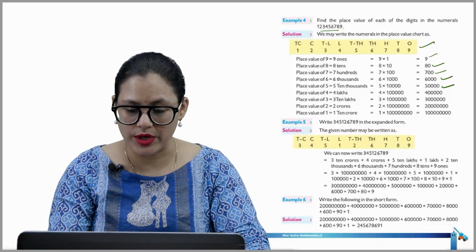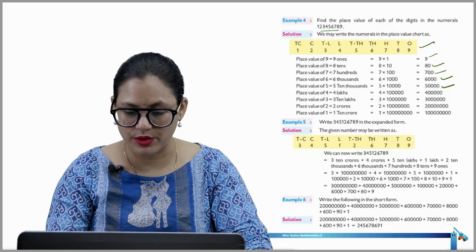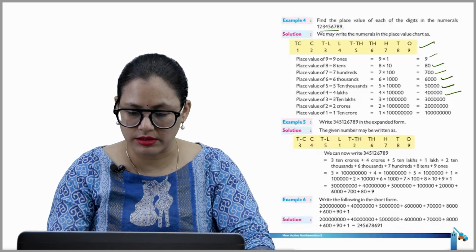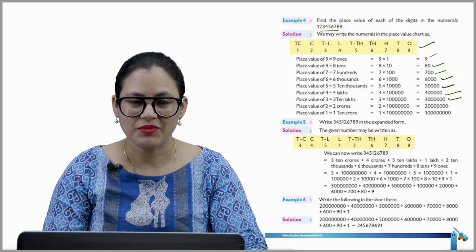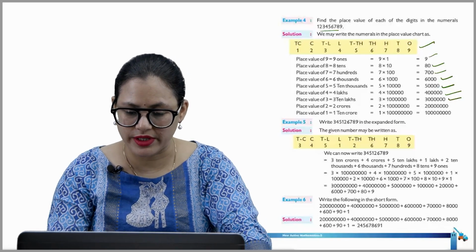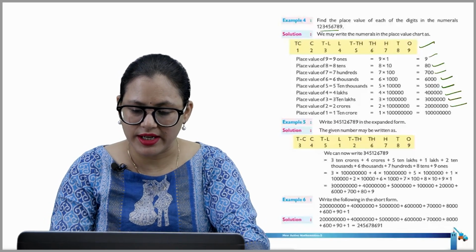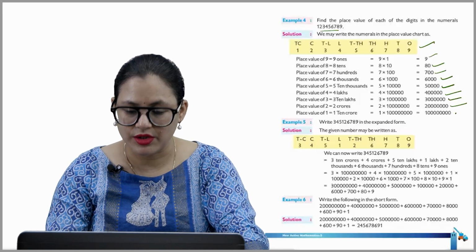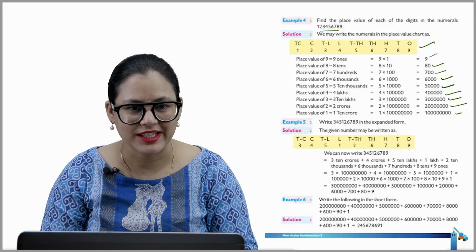The place of 4 is lakh, so its place value is 4 lakh. The place of 3 is 10 lakh, so its value is 30 lakh. The place of 2 is crore, so its value is 2 crore, and the place of 1 is 10 crore, so its place value is 10 crores, right?